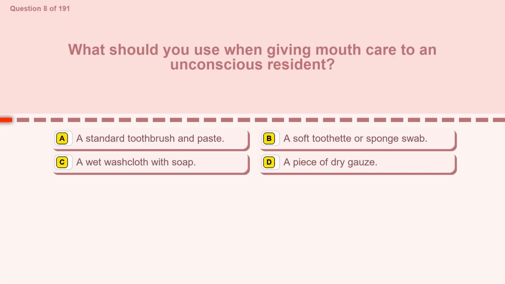Question 8. What should you use when giving mouth care to an unconscious resident? Option A. A standard toothbrush and paste. Option B. A soft toothette or sponge swab. Option C. A wet washcloth with soap. Option D. A piece of dry gauze.